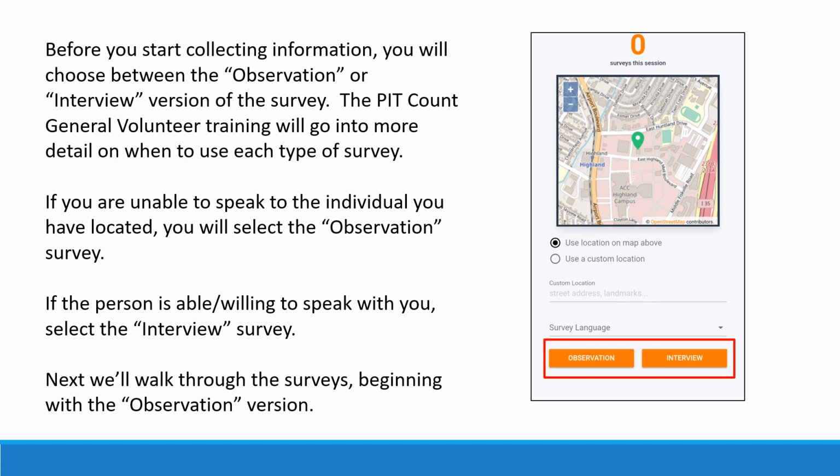Before you begin collecting any information, you will choose between using an observation or interview version of the survey. The general volunteer training will go into more detail on when to use each type of survey. If you're unable to speak to the individual you have located, you will select the observation survey. If the person is able and willing to speak with you, you will select the interview survey. Next, we will walk through the surveys, beginning with the observation survey.